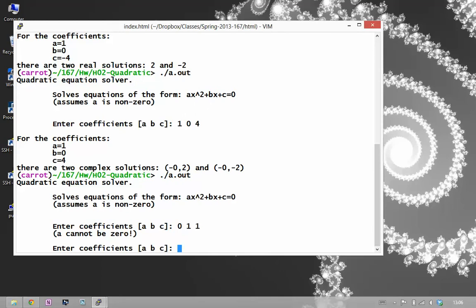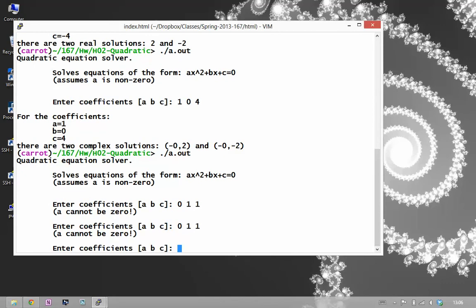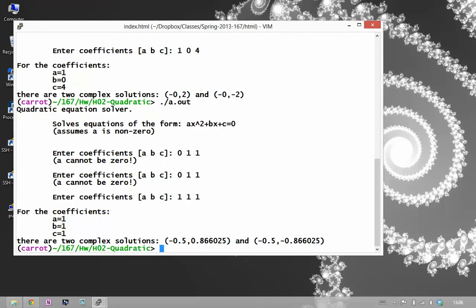So I type 0, 1, 1, and it prints out the message, A cannot be 0, and then it gives me a prompt for these coefficients. Let's pretend I'm really belligerent. 0, 1, 1. A cannot be 0. Oh, okay, whatever. 1, 1, 1. And then I get the answer because A is not 0. That's what I want to talk about next, is how you get this repetitive prompt that keeps going until it gets something that it's happy with.